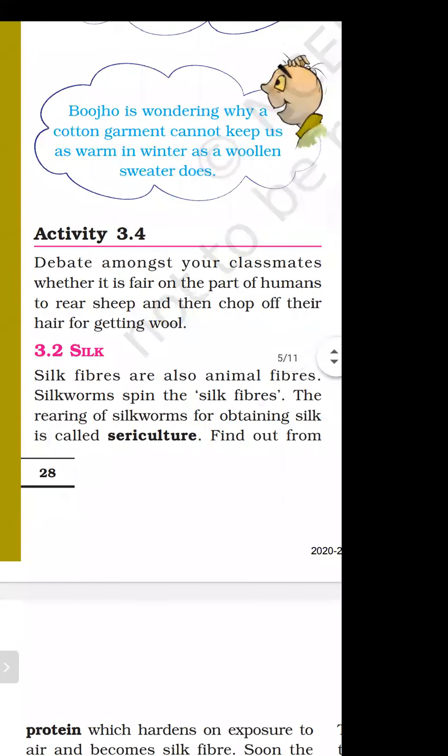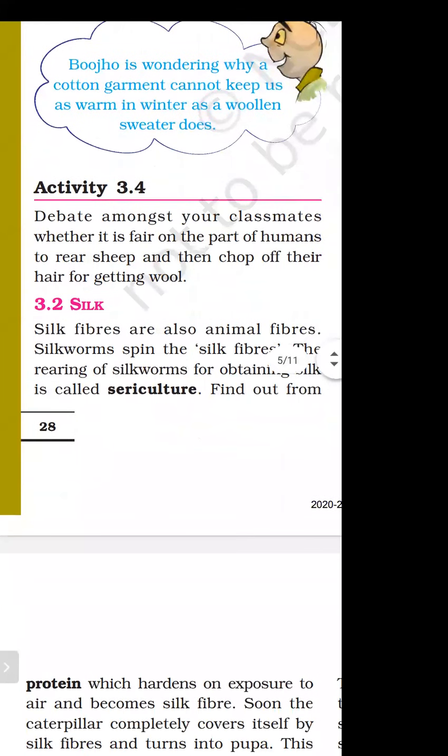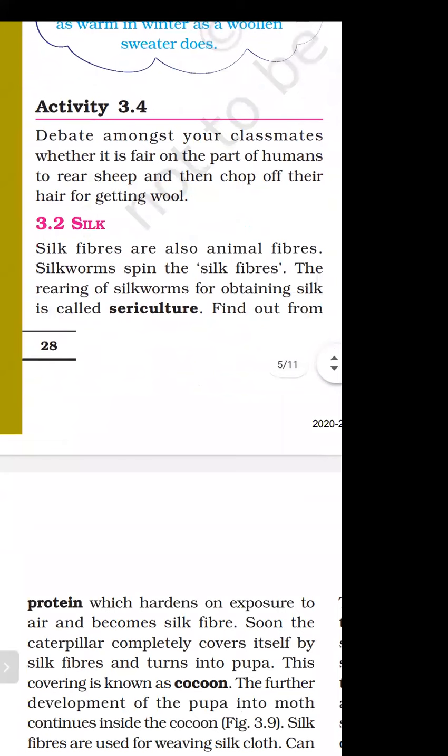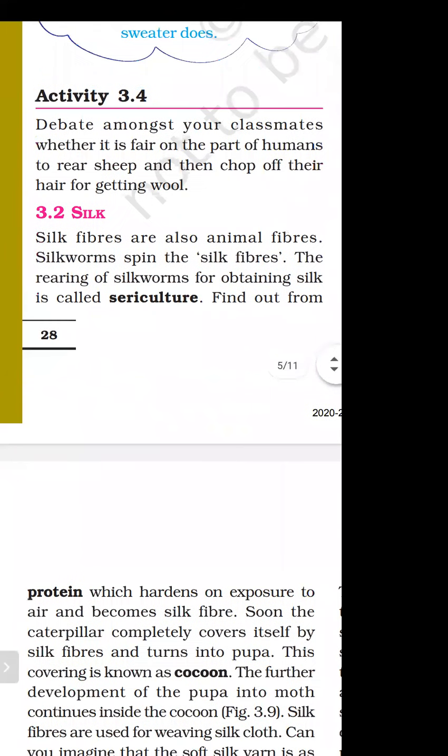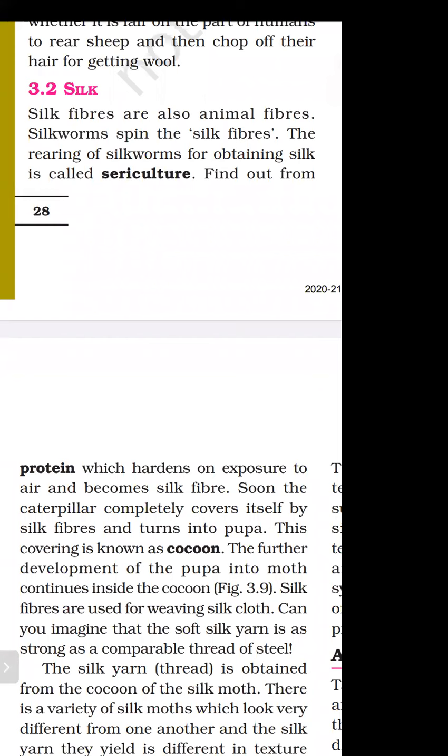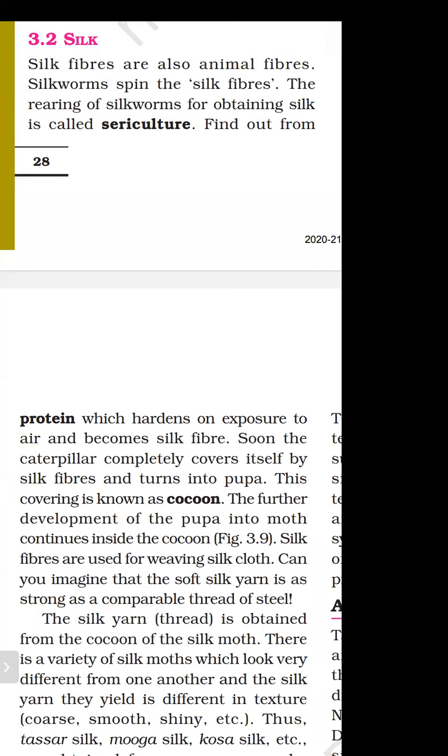Silk. The next topic is silk. Silk fibers are also animal fibers. We have discussed wool, an animal fiber. The next fiber is silk. So from where do we get silk? We get silk from the silkworm. Silkworms spin the silk fibers. The rearing of silkworms for obtaining silk is called sericulture.